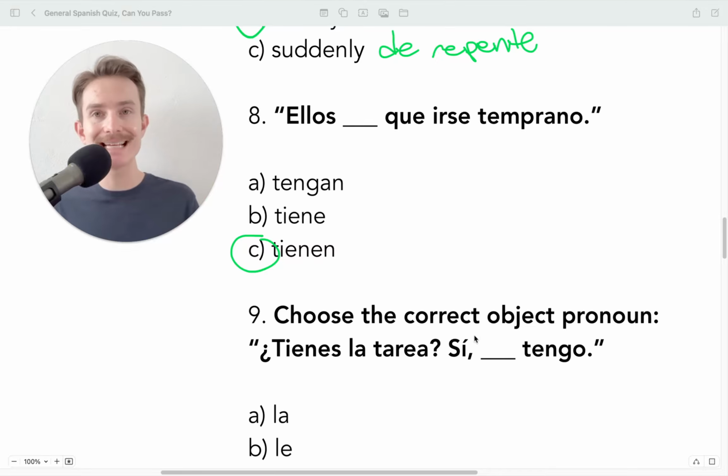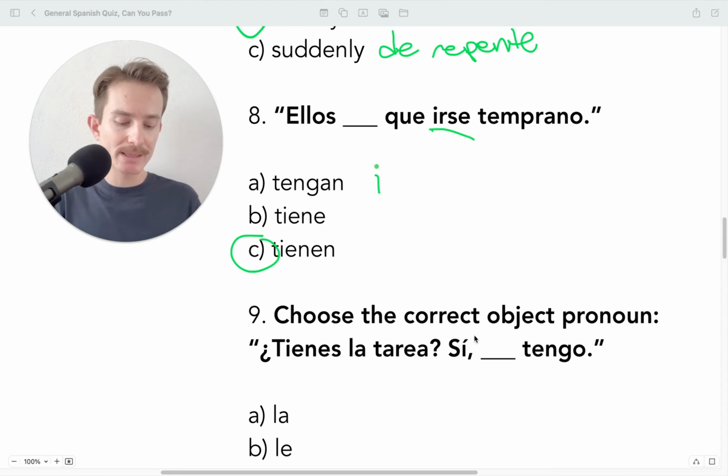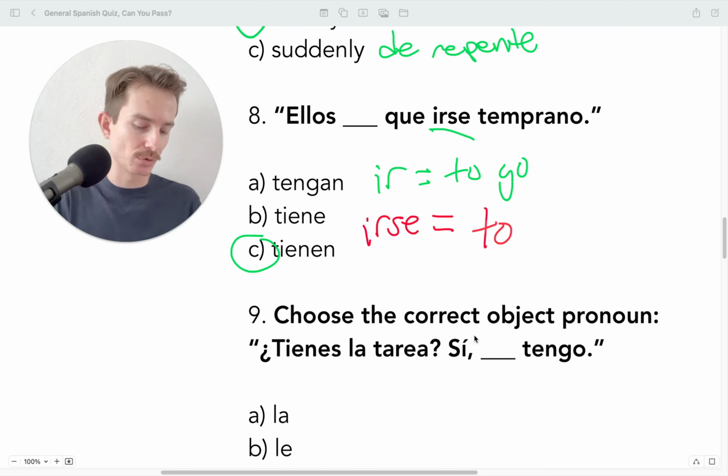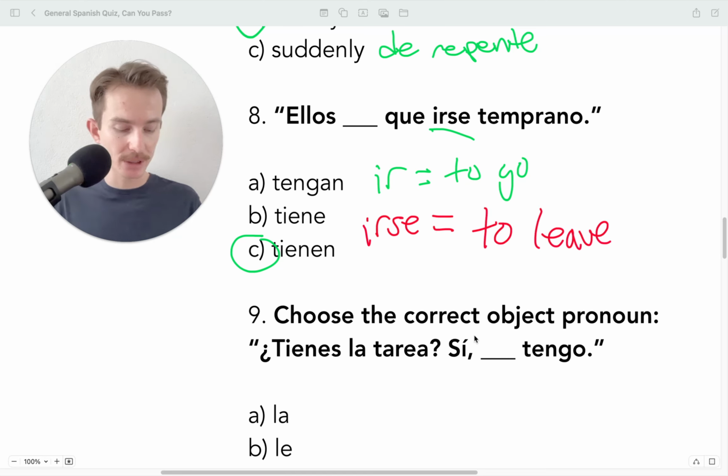So in this case, when I say to you, they have to leave early, and we're going to talk about this in a second, this is a fact. I'm telling you, they have to leave early, so therefore we're going to use tienen. Now, what's going on with irse? Why is it irse and not just ir? Well, in this case, ir would mean to go. However, irse, now it's reflexive, would mean to leave. Okay? To leave. So it's different. Okay? To go versus to leave.